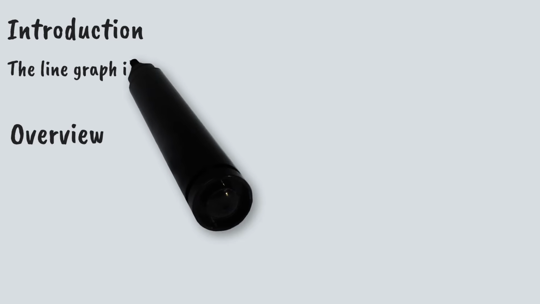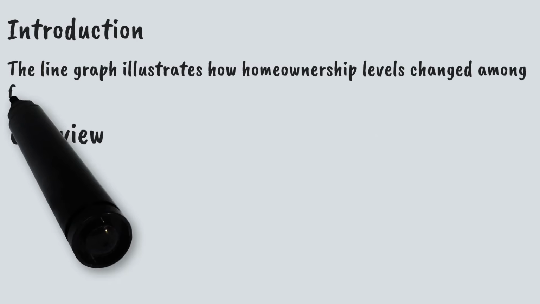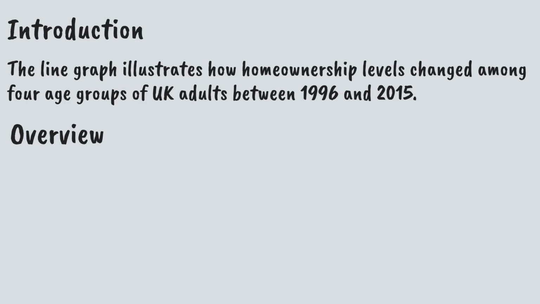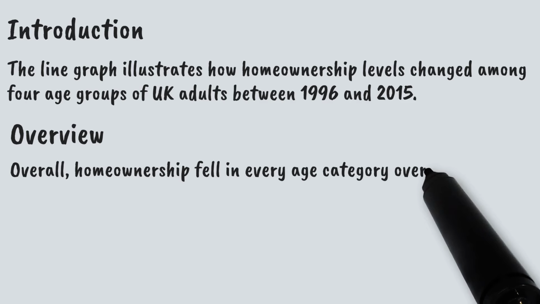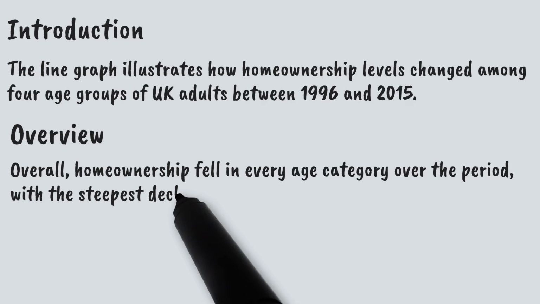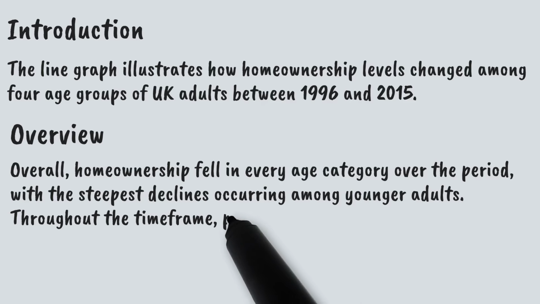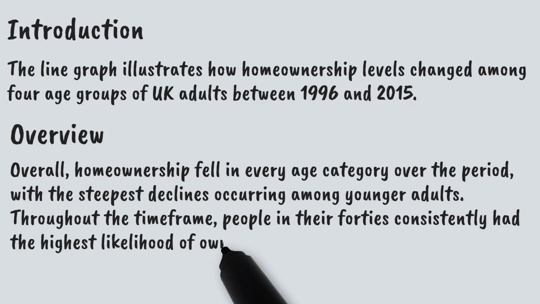The line graph illustrates how homeownership levels changed among 4 age groups of UK adults between 1996 and 2015. Overall, homeownership fell in every age category over the period, with the steepest declines occurring among younger adults. Throughout the time frame, people in their 40s consistently had the highest likelihood of owning a home.